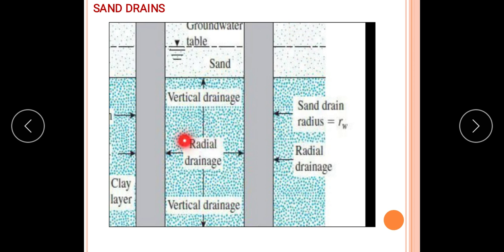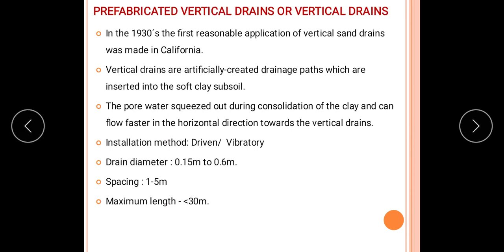When there is a decrease in the drainage path, water moves very rapidly. Once it reaches the highly drainable medium, water can be easily removed. So the drainage path will decrease, in turn the time will decrease, hence there will be an increase in the consolidation process. The installation can be done by driven or vibratory methods.